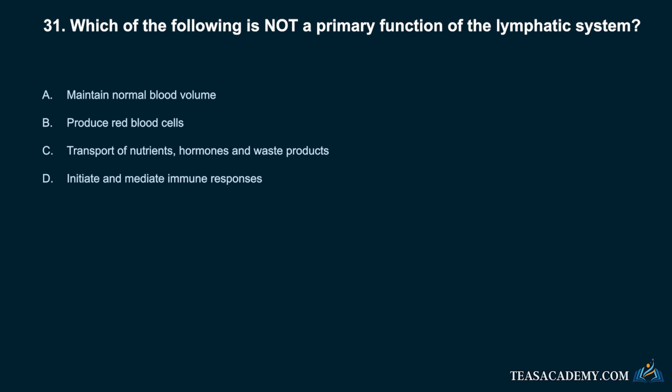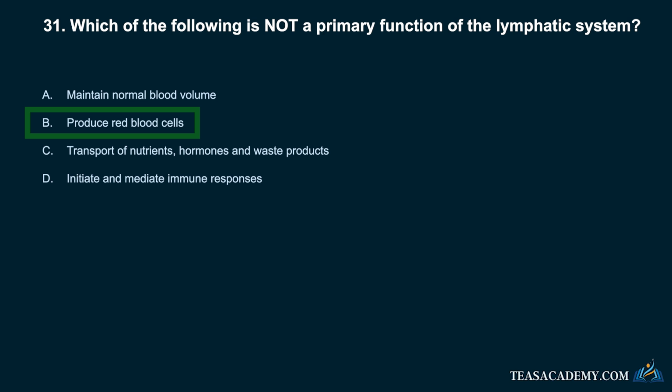31. Which of the following is not a primary function of the lymphatic system? A. Maintain normal blood volume. B. Produce red blood cells. C. Transport of nutrients, hormones, and waste products. D. Initiate and mediate immune responses.